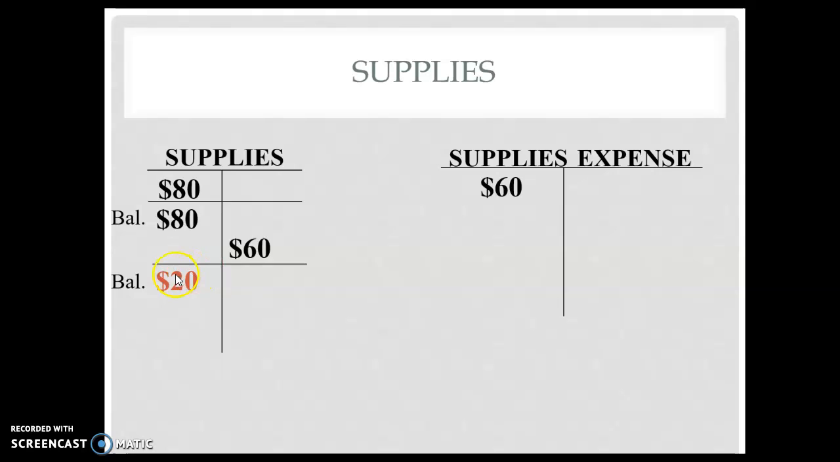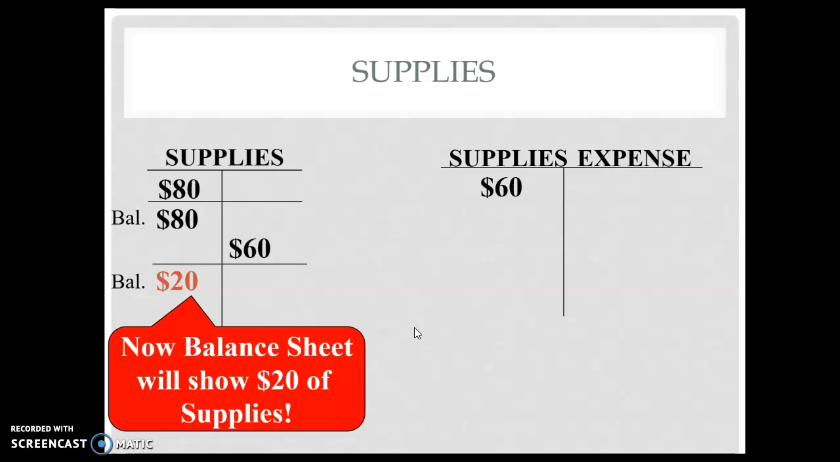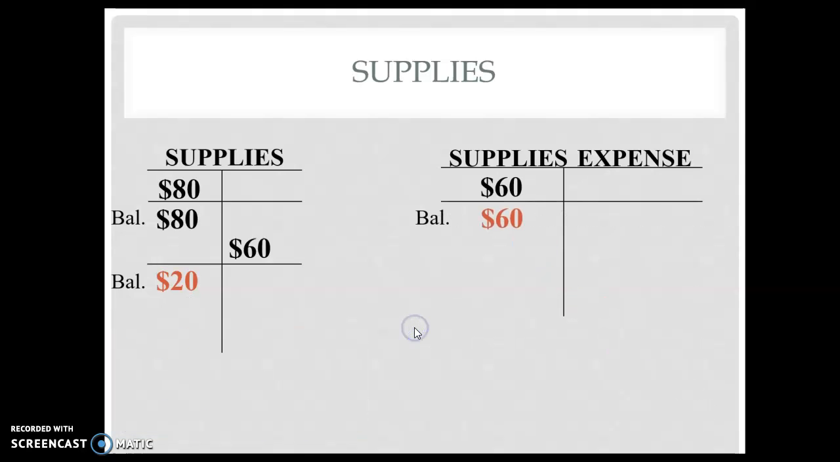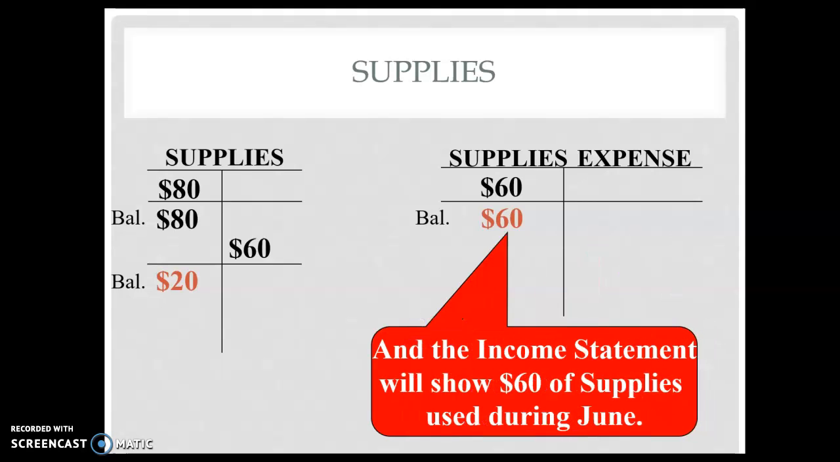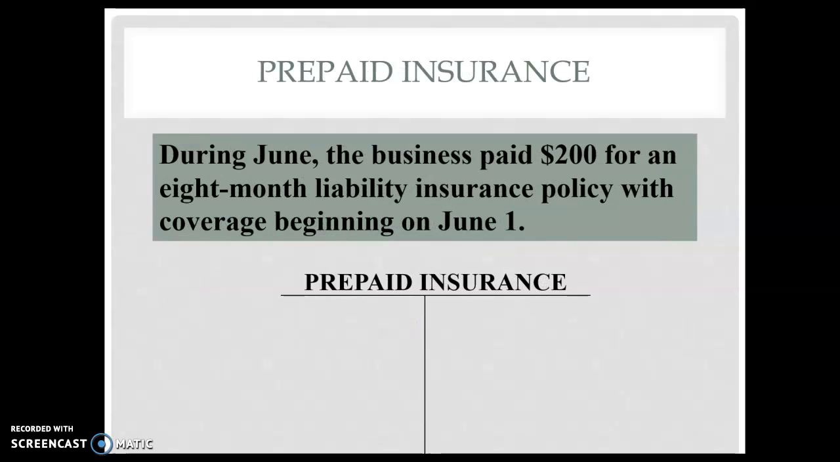So now the balance, once we take our big number minus the small number and put it on the side of the big number, we have a balance in our ledger of $20. And now that matches my asset called supplies in the books, matching my reality in the actual cabinet. And our supplies expense is going to have a balance of $60 debit. That will go on the income statement as an expense to be subtracted.